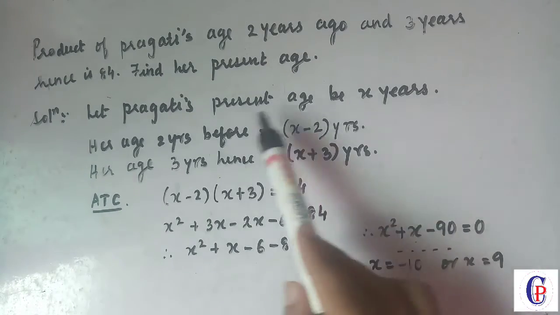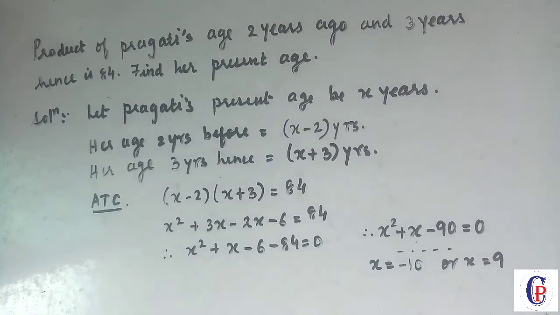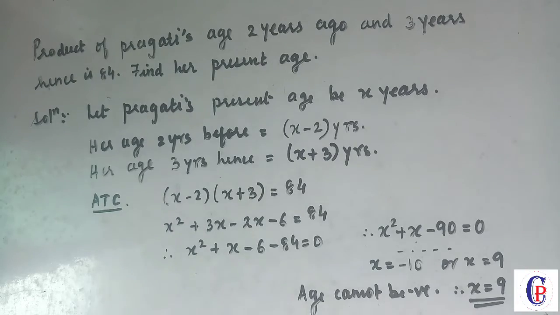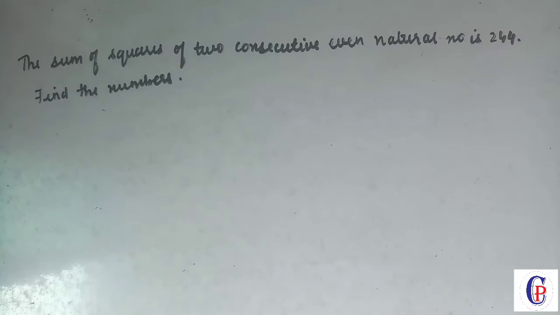Now what we have taken as x is the present age. Age cannot be negative, right? Age cannot be negative. So you'll write here: age cannot be negative, therefore x is equal to 9. x is equal to 9 means her present age is 9. Okay, clear? Okay.